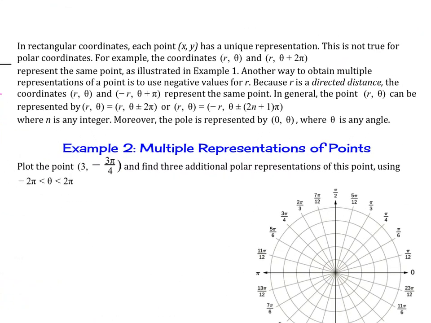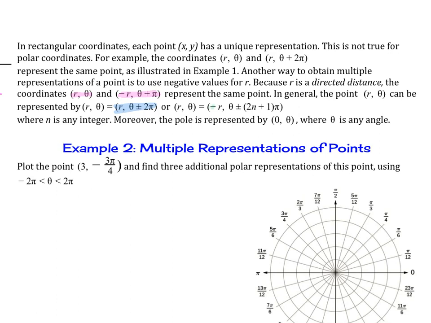Another way to obtain multiple representations of a point is to use negative values of r. Because r is a directed distance, the coordinates r, theta and negative r, theta plus pi represent the same point. In general, the point r, theta can be represented in these two ways. So r, theta can either be r and then theta plus or minus 2n pi, and that should make sense, just 1 or 2 rotations around the circle.